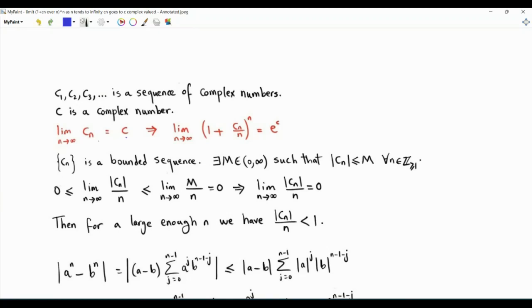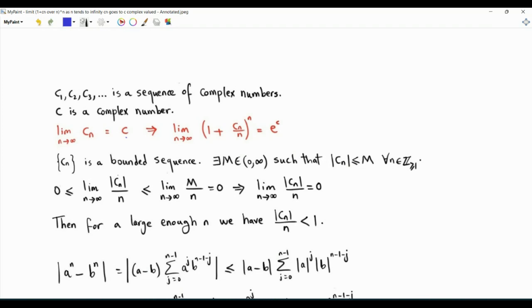Now, because the sequence Cn is convergent, it is a bounded sequence. So it means that the magnitude of Cn, for every positive integer n, is less than or equal to some finite positive real number, big M. Now, we can use this to show that the limit as n tends to infinity of the magnitude of Cn divided by n is 0, and we can do it by the sandwich theorem.